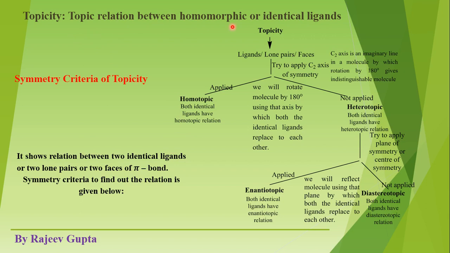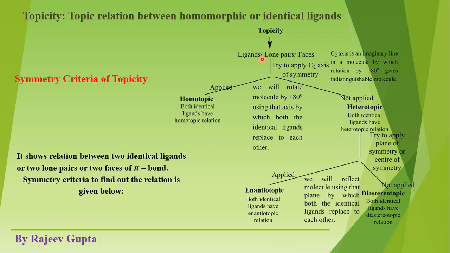So topic relation between homomorphic or identical ligands, the identical ligands which are exactly the same ligands like two hydrogen atoms or two methyl groups or two bromine atoms. So these are called homomorphic ligands. So what is topicity? The topicity shows relation between two identical or homomorphic ligands or two lone pairs or two faces of pi bond. The symmetric criteria could be used to find out this relation of homomorphic ligands.